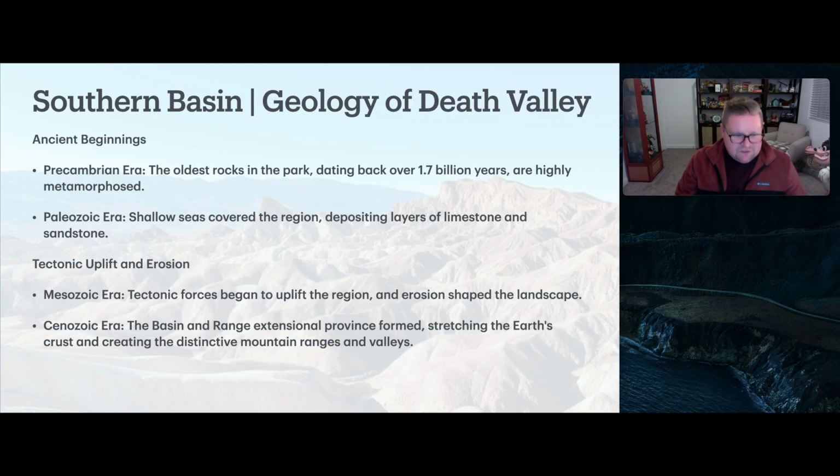So what is some of the history here? It has some ancient beginnings, the geology of Death Valley. Beginning in the Precambrian era, the oldest rock in the park is over 1.7 billion years old, and it's extremely metamorphosed, which means it's been worked over and worked over due to heat and pressure. In the Paleozoic era, shallow seas covered the region, depositing layers of limestones and sandstones. Then in the Mesozoic era, tectonic forces began to uplift the region, and erosion began to shape the overall landscape.